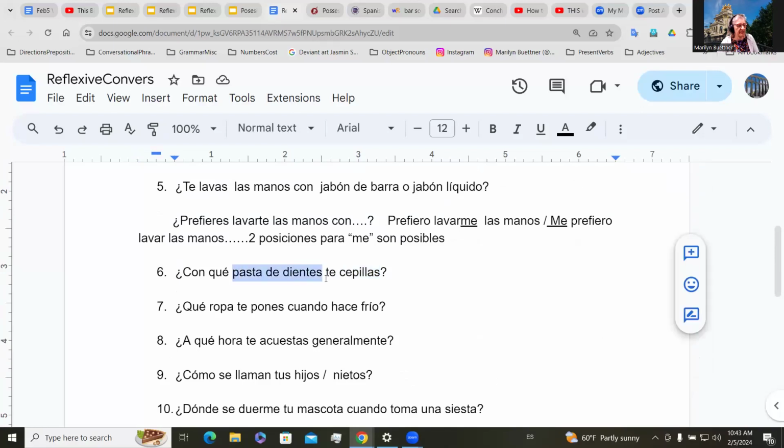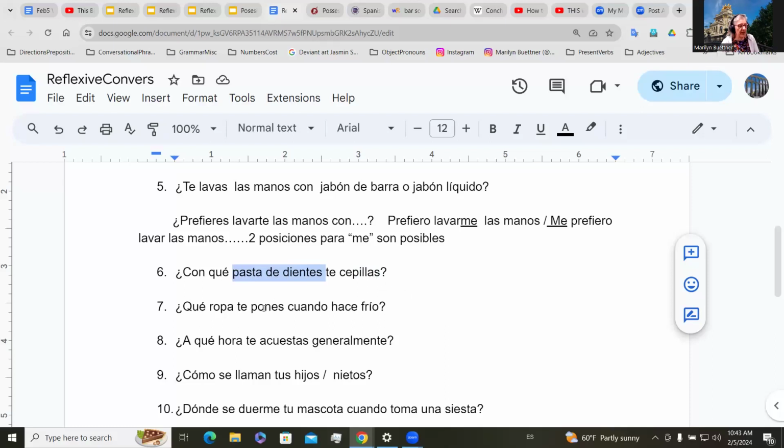Pasta de dientes is toothpaste. Pasta here is not pasta that you eat like spaghetti. No es spaghetti. Pasta de dientes is toothpaste. Okay. ¿Con qué pasta de dientes te cepillas? What toothpaste do you brush your teeth with?